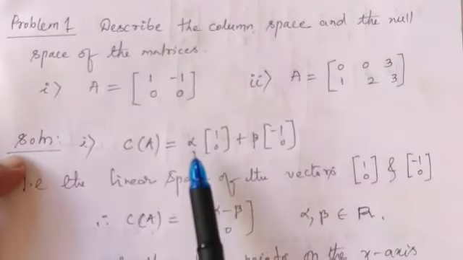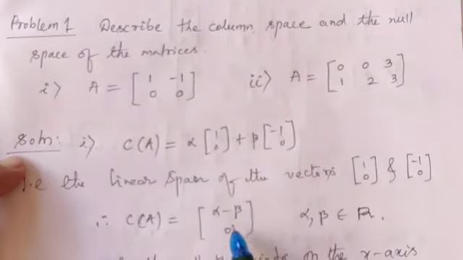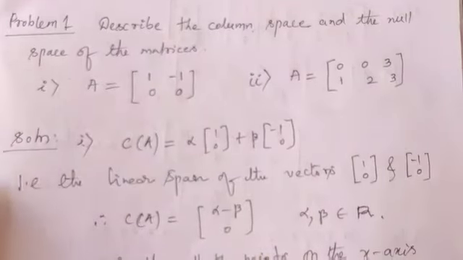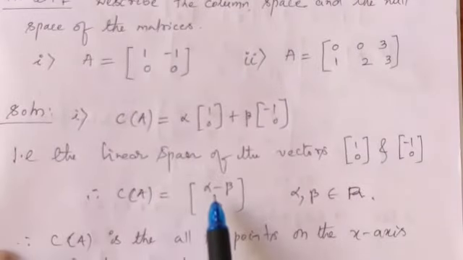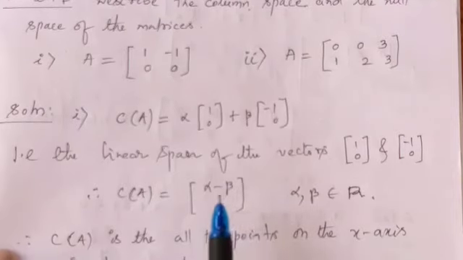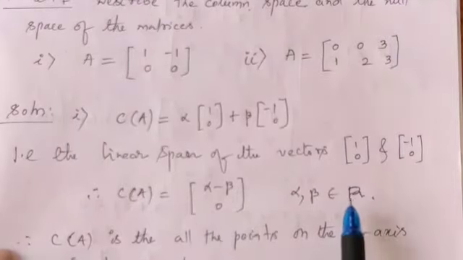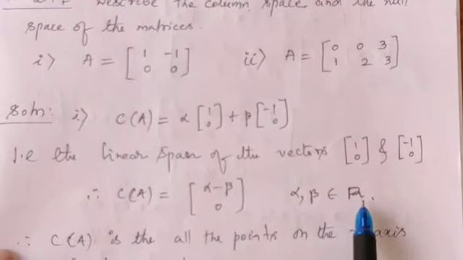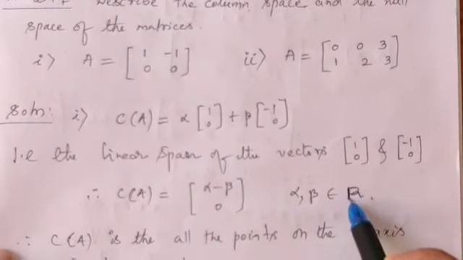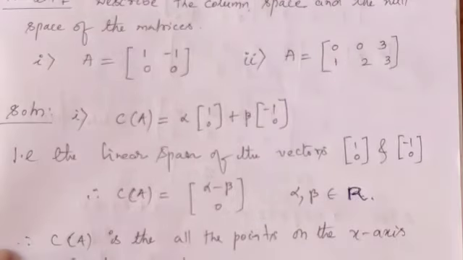If you simplify this, you will find (alpha minus beta, 0). This is a vector with a non-zero component in the place of x and a zero component in the place of y. That means this is just the x-axis. Alpha and beta belong to R, or the field F, and in particular we can take it as R. Therefore C of A is the collection of all points on the x-axis.